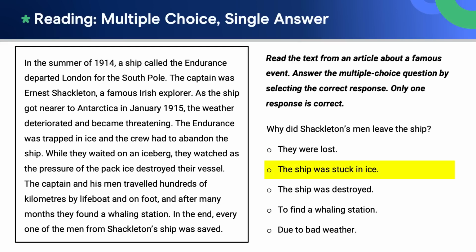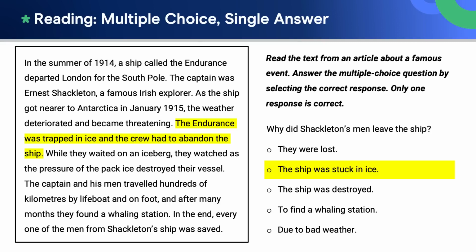The second option is the ship was stuck in ice. Here is something about ice. It says, the Endurance was trapped in ice and the crew had to abandon the ship. Okay, this sounds like what the question is asking about, but it does rely on your ability to understand meaning from different wording. This sentence talks about the Endurance, which we know from earlier in the passage is the name of the ship. It says it was trapped in ice. Here, the word trapped has pretty much the same meaning as stuck.